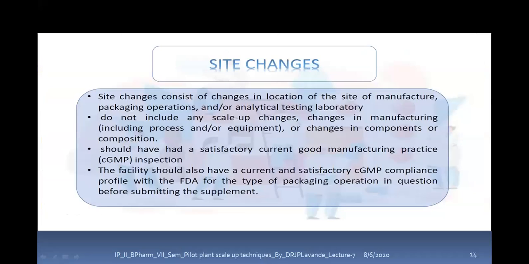So in case of modified release oral solid dosage form, if it is the site change of manufacturing, what are the guidelines? The site change consists of changes in location of the site of manufacture, packaging operations, and or analytical testing laboratory. It does not include any scale-up changes in manufacturing, including process and or equipment, or changes in components or composition. It should have satisfactory current good manufacturing practice inspections. The facility should also have a current and satisfactory CGMP compliance profile with the FDA for the type of packaging operations in question before submitting the supplements.